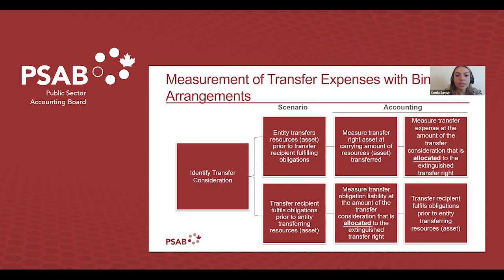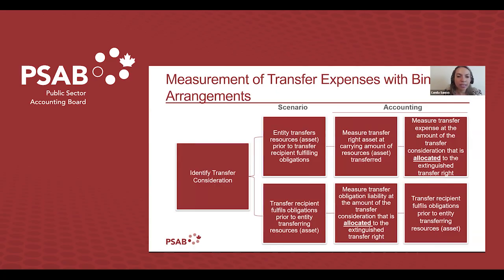When an entity transfers resources to a transfer recipient prior to the transfer recipient starting to satisfy its obligation, the entity shall, at recognition, measure the resulting transfer right asset at the total carrying amount of the resources which have been transferred in accordance with the binding arrangement. When a transfer expense is recognized from the extinguishment of a transfer right, the transfer expense is measured by the amount of the transfer consideration that is allocated to the extinguished transfer right.